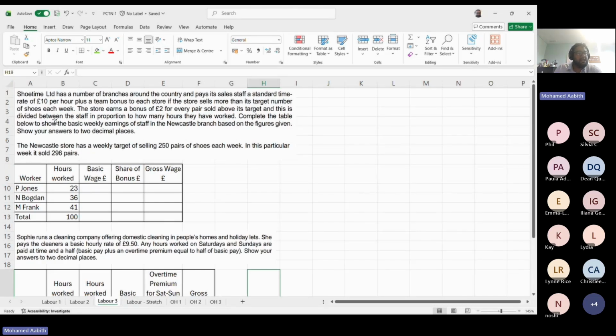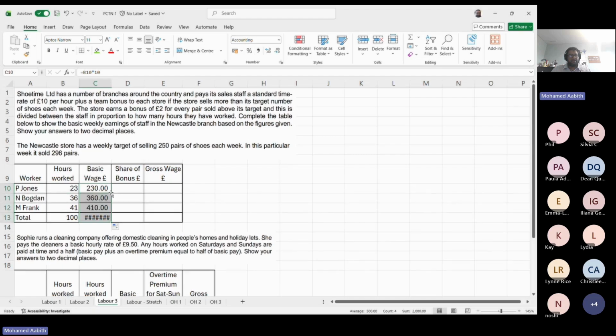So that makes sense. Complete the table below to show the basic weekly earning of the staff in the Newcastle branch based on the figures given. Show your answers to 2 decimal places. So let's have a look at that here. The basic wage is going to be how much here? This is going to be that times £10 an hour. So let's do that into 2 decimals, and let's do that here. And that is not a problem.